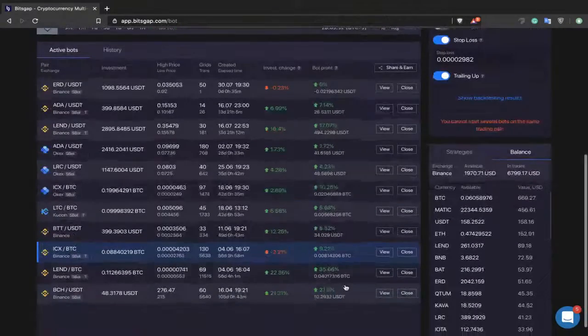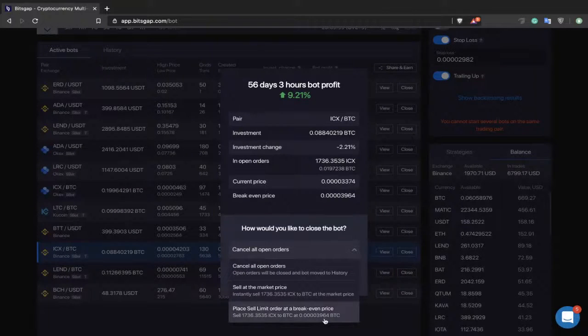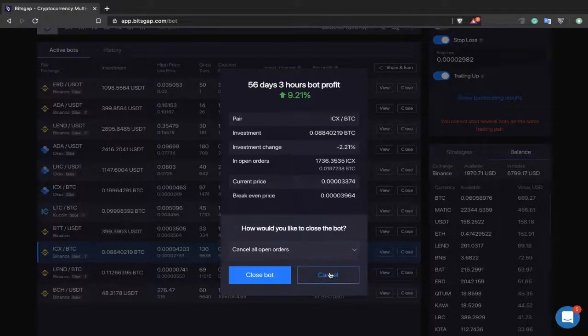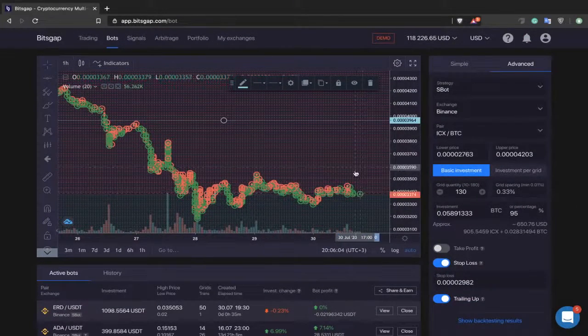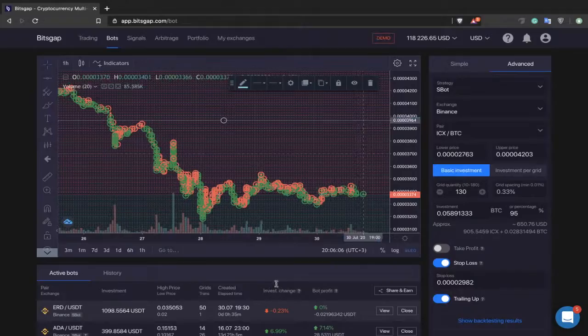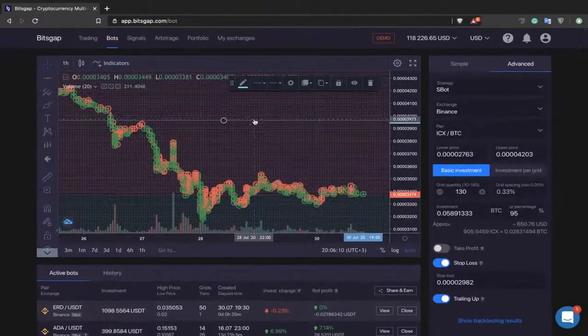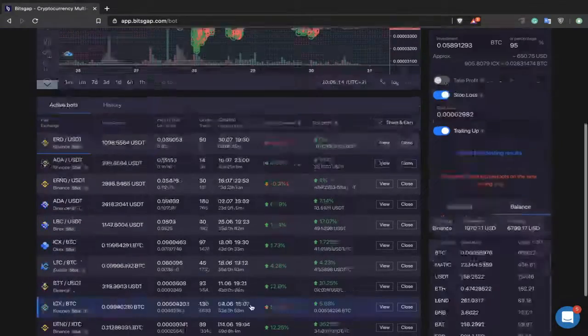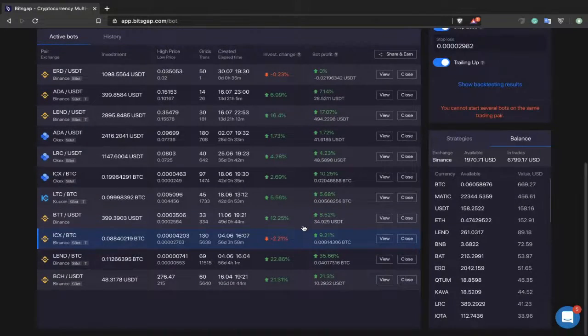Alright, I guess I'm wrong. Let me check once again. Close. No, actually I'm right. 3964. Yeah, so you see that's the price that it must reach in order to exit the market with a 0 investment change. And at this price it will plot a sell limit order to allocate what is left, all of the base currency that is left.